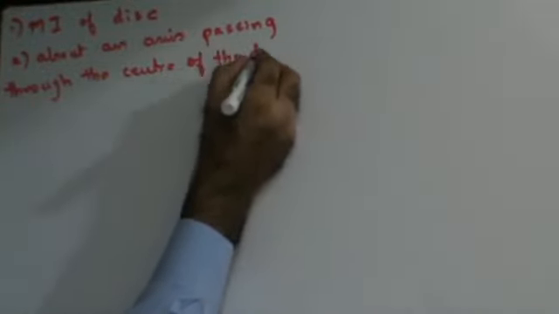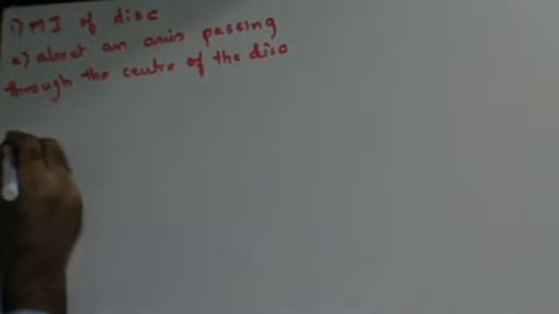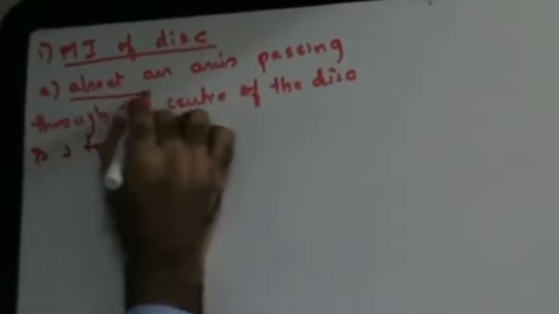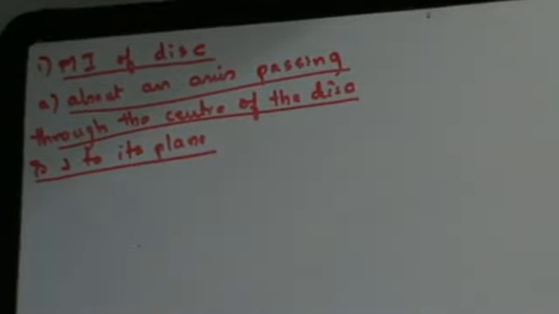Now in order to find out the moment of inertia of a disc, let's find the moment of inertia of a disc about an axis passing through the center of the disc and perpendicular to its plane. Now let's try to draw our disc.